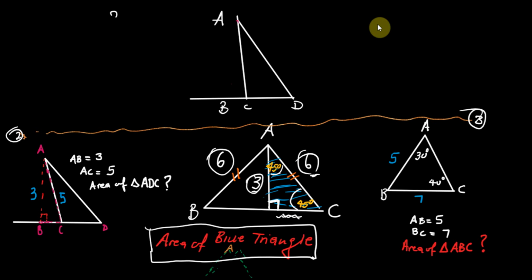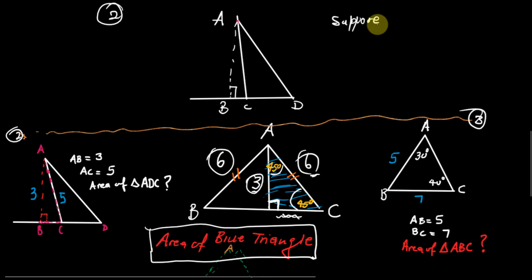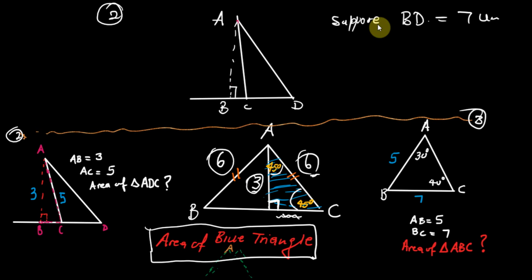Now on number 2, we have A, B, C, and D, whereby we have this perpendicular height from B. Then we're going to suppose that BD is equal to maybe 6 units. So we can say it is 6 or 7 units. Let's say 7 units. Then you have to find the area of triangle ADC using the information given.